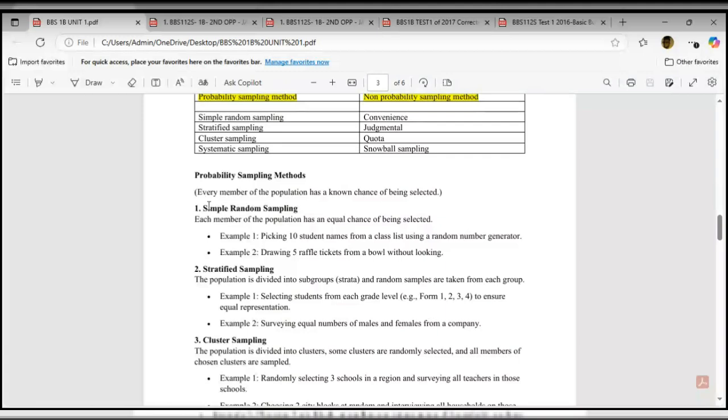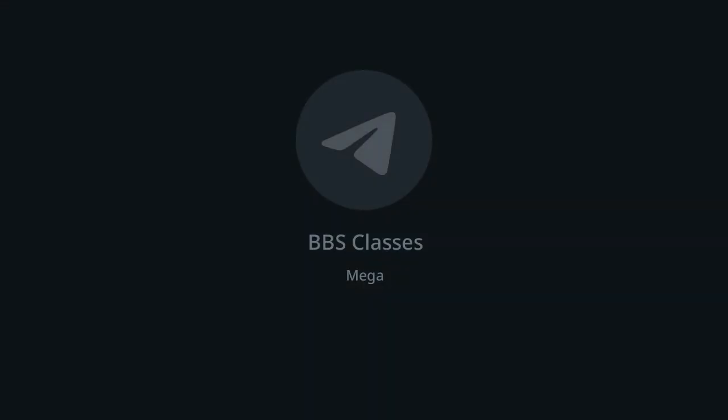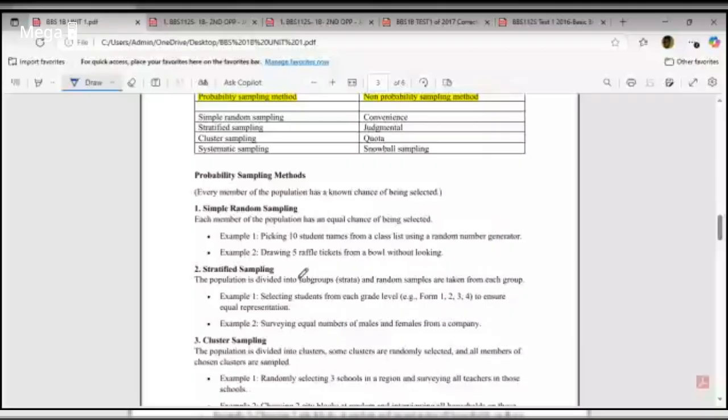Then it comes to stratified. Most people confuse stratified and cluster. There is a difference between the two, but some people confuse them. So what is the difference? Stratified: first you divide your population into groups, and then you take random samples from those groups. While cluster: you divide the population into groups, then you just randomly select those groups.